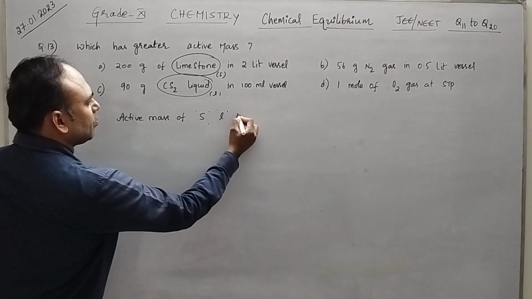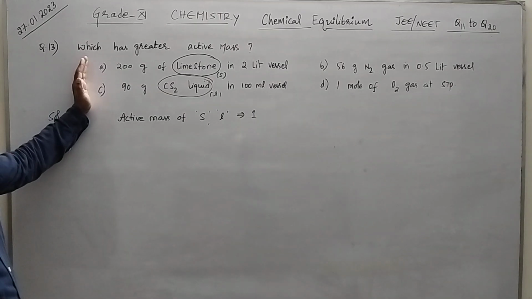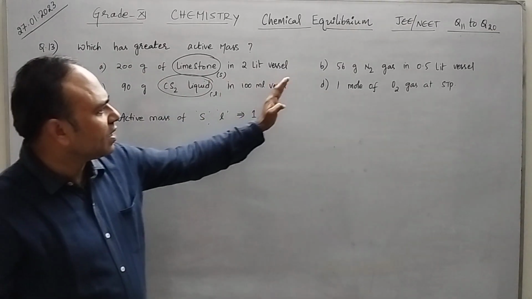Active mass, already you are familiar with this. If you are taking the active mass of a solid or liquid, generally you consider it as 1. So for these two you already know the active mass. So we need to calculate B and D.